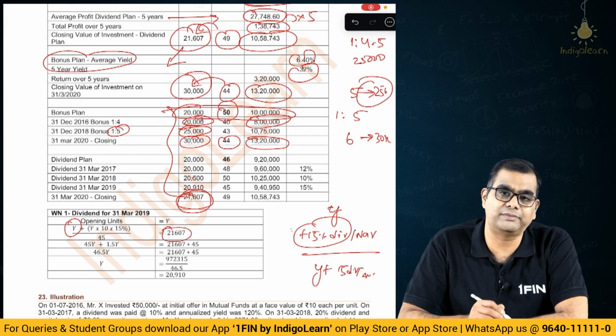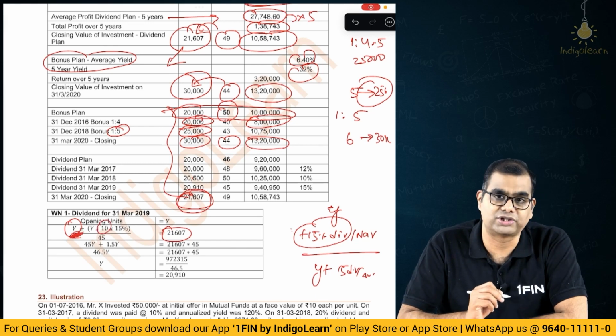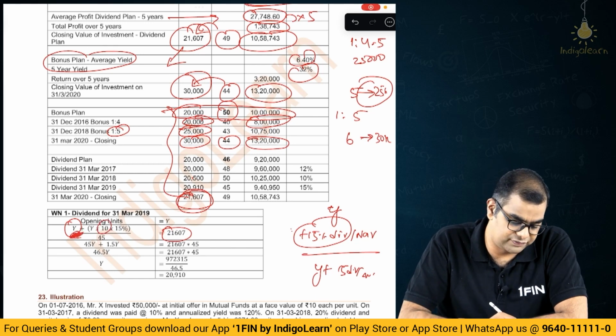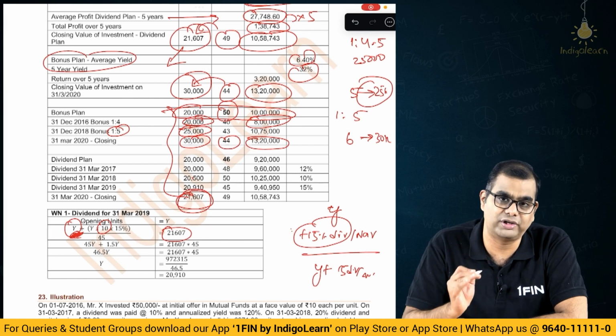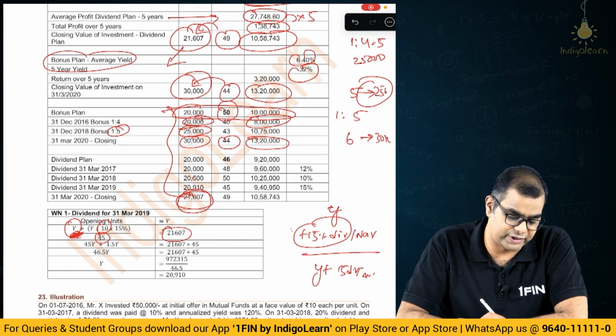Y plus y into 10 into 15%, here 10 is face value into 15%, is only the second portion, which is not the first portion. Basically, the dividend value is only divided by 45. So, you solve this particular equation, you get 45y plus 1.5y is equal to 21,607 into 45, and you solve for y, you get a y value of 2910.